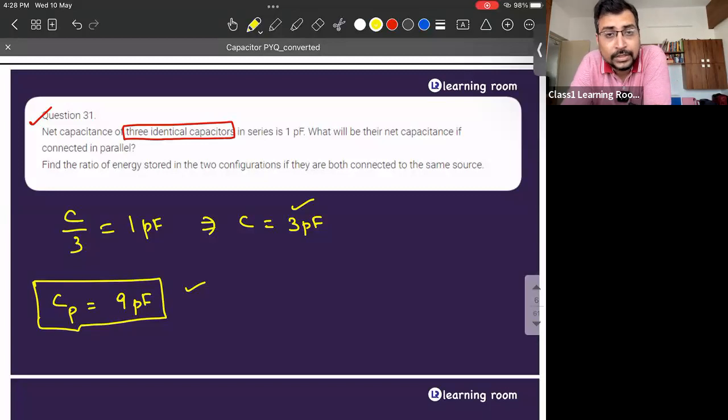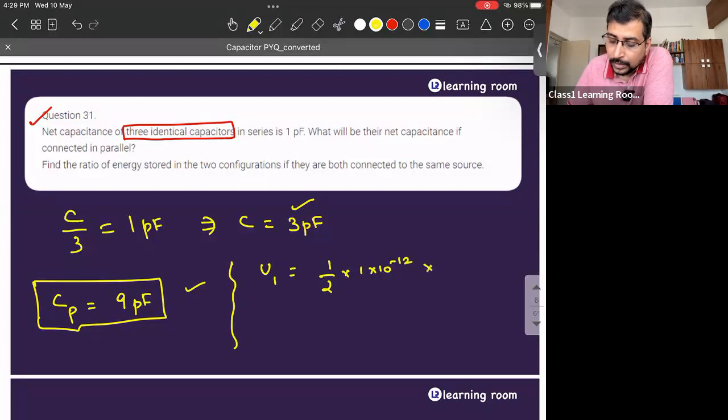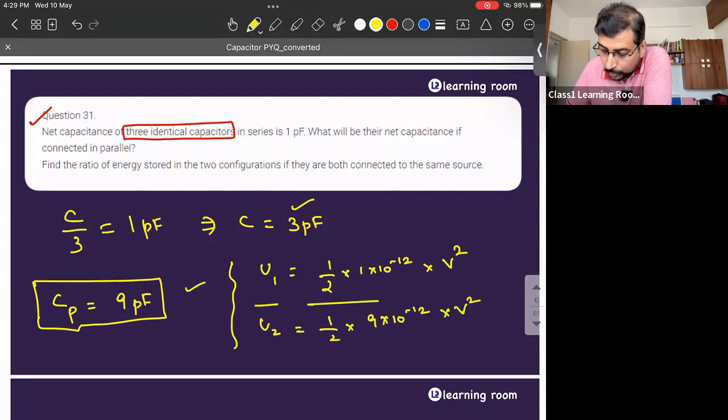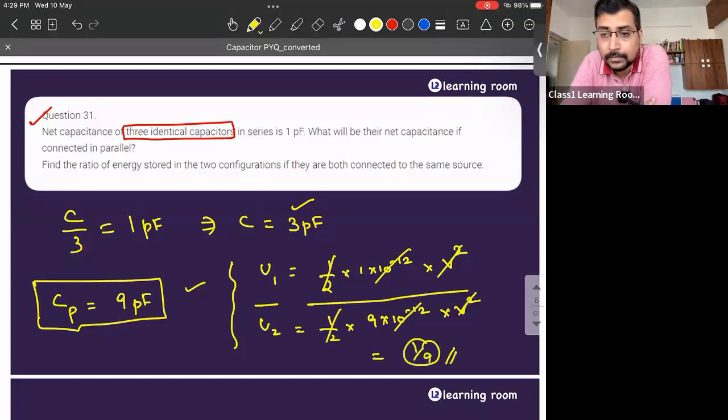Find the ratio of energy stored in the 2 configurations if they had been connected to the same source. So energy in the first case will be equal to half into the equivalent capacitance, 1 into 10 power minus 12, into V square. U2 will be equal to half into 9 into 10 power minus 12 into V square. So U1 by U2, they both get cancelled. 10 power minus 12, 10 power minus 12. The answer will be 1:9, because they asked the ratio.